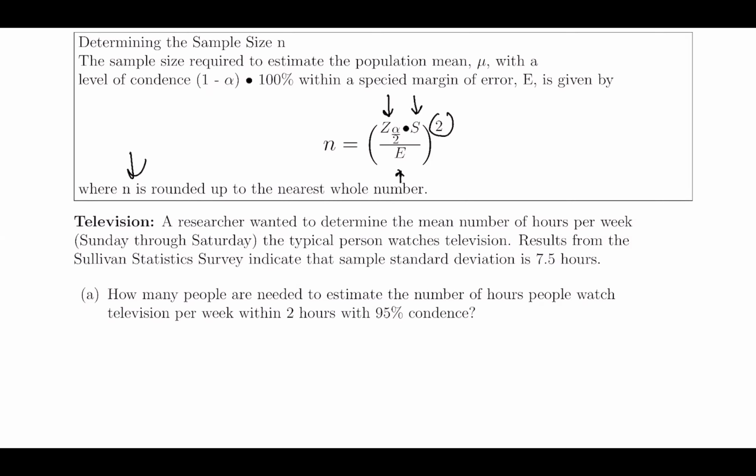It said a researcher wanted to determine the mean number of hours per week, Sunday through Saturday, the typical person watched television. Results from the Sullivan Statistics Survey indicate the sample standard deviation is 7.5. So all they're giving me here is the standard deviation. They're telling us S is equal to 7.5. Everybody go with S is equal to 7.5. Perfect. So A says, how many people are needed to estimate the number of hours people watch television per week within 2 hours with a 95% confidence level? That should say confidence, not condense.